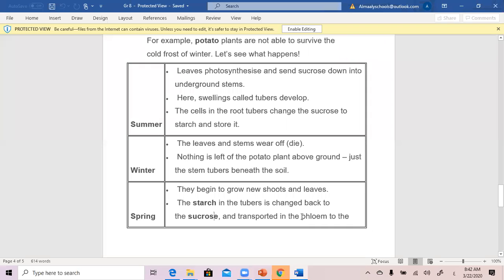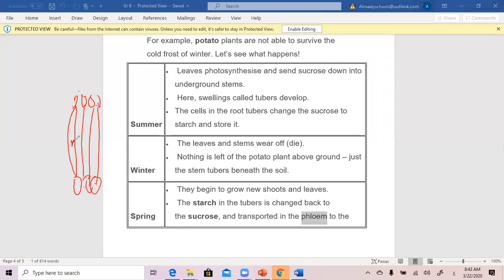Do you know the phloem? You remember the phloem? That is the part of the plant that consists of the sieve tube, with the sieve plate here. We have a companion cell here. That's the phloem. The phloem transports the food, not the water, but the xylem transports water.